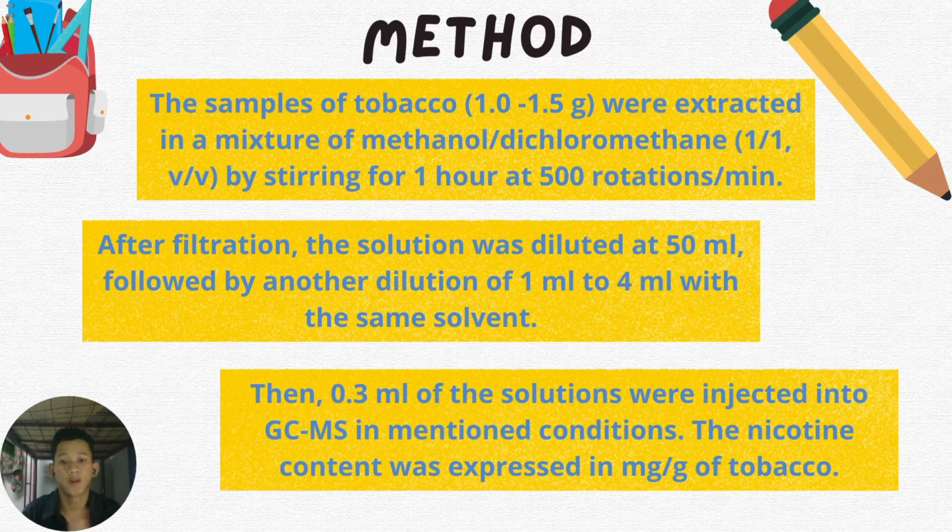So next, the method part. The tobacco samples, 1.0 up to 1.5 gram, were extracted in a mixture of methanol dichloromethane 1:1 volume per volume by stirring for 1 hour at 500 rotations per minute. After the filtration process, the solution was diluted to 50 milliliter, followed by another dilution of 1 milliliter up to 4 milliliter with the same solvent. Then 0.3 milliliter of the solutions was injected into the GCMS under the mentioned conditions. The nicotine content was expressed in milligram per gram of tobacco.